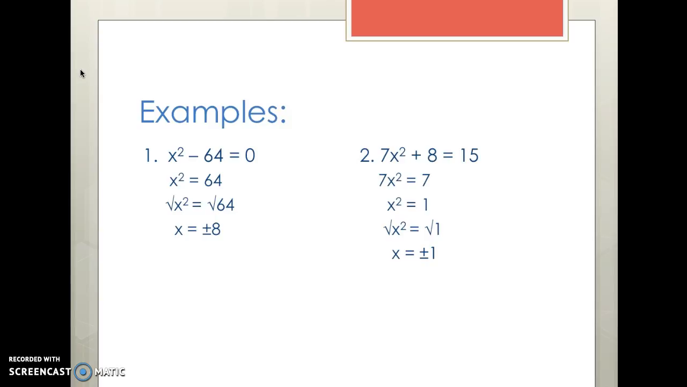Next, we want to get x squared all by itself. So we're going to go ahead and divide both sides by 7. So 7 times x squared divided by 7, the 7s cancel out and we're left with x squared. And 7 divided by 7 equals 1. Next, we want to take the square root of both of those. And so the square root of x squared equals x, and the square root of 1, since it's a perfect square, equals 1.